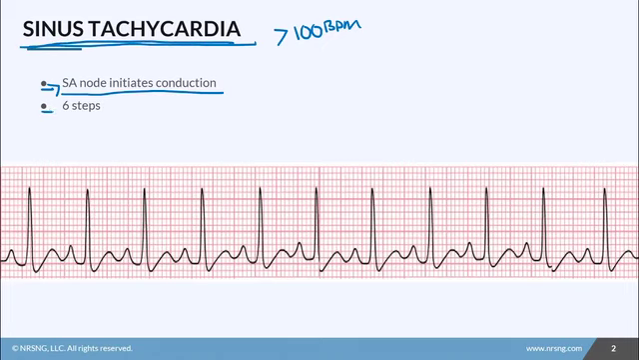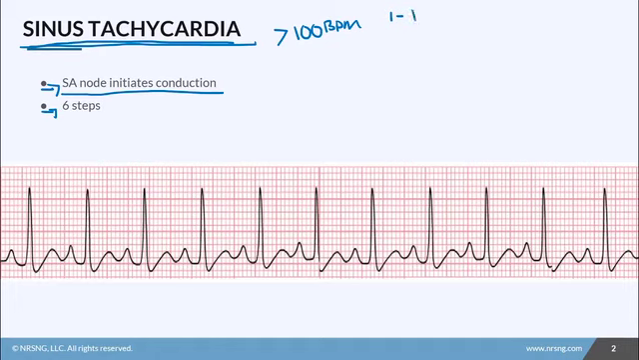So let's talk about the 6-step method to look at the characteristics and identify the rhythm on an EKG. Now, if you guys have not watched the normal sinus rhythm lesson, please make sure that you check that out because it breaks down each of the steps in more detail and it will help you with abnormal rhythms. So let's go ahead and get started.